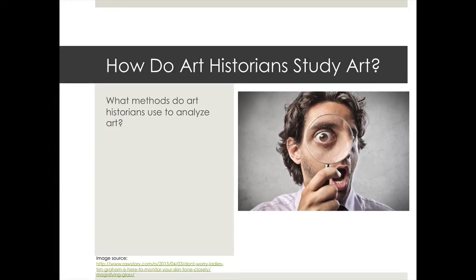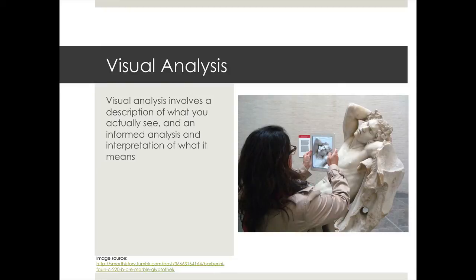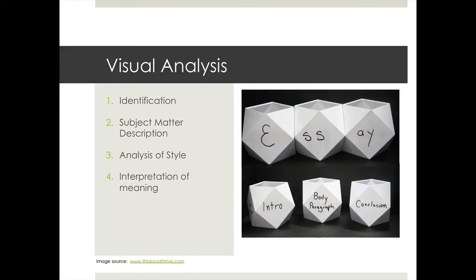What methods do art historians use to analyze art? The basic method is visual analysis, and that's a skill you're going to be learning in this class. Visual analysis involves a description of what you actually see and an informed analysis and interpretation of what it means. And there are 4 basic steps to a visual analysis, which will also be the 4 basic components of any written essay for this class.